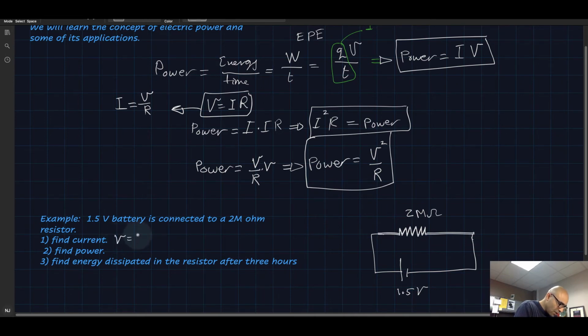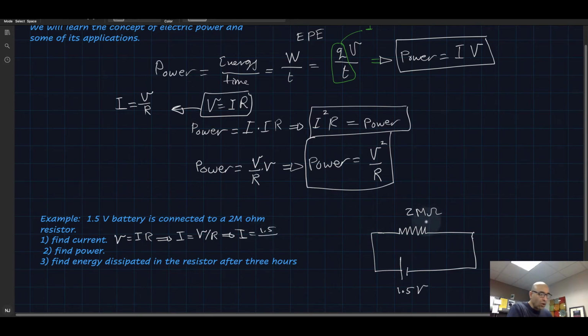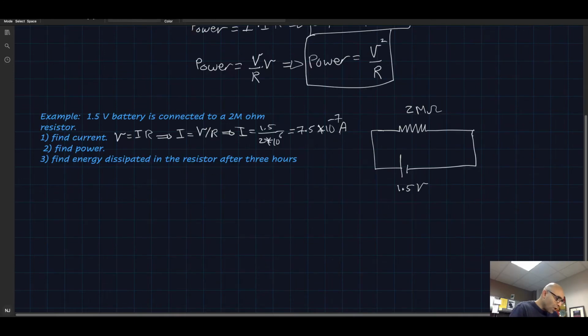So V equals IR. Then if we want to find the current, I is equal to V over R, which means that I is equal to 1.5 divided by 2 mega ohm. Mega is 10 to the power 6, so 2 times 10 to the power 6. And if we calculate the current, we get the current is equal to 7.5 times 10 to the minus 7 amps. Okay, so we found the current.